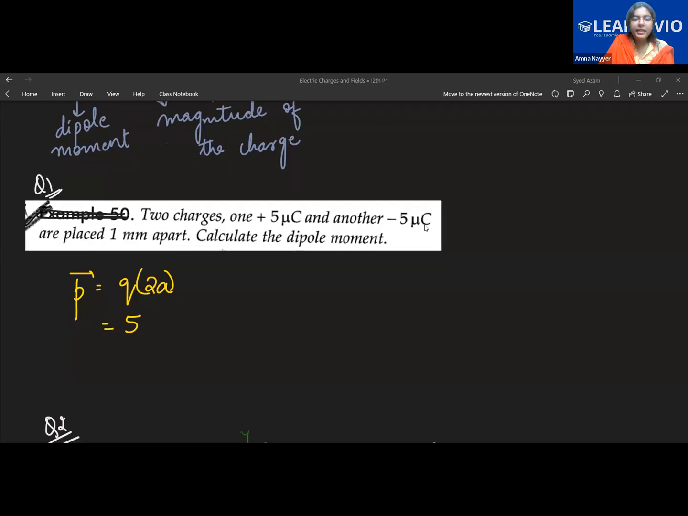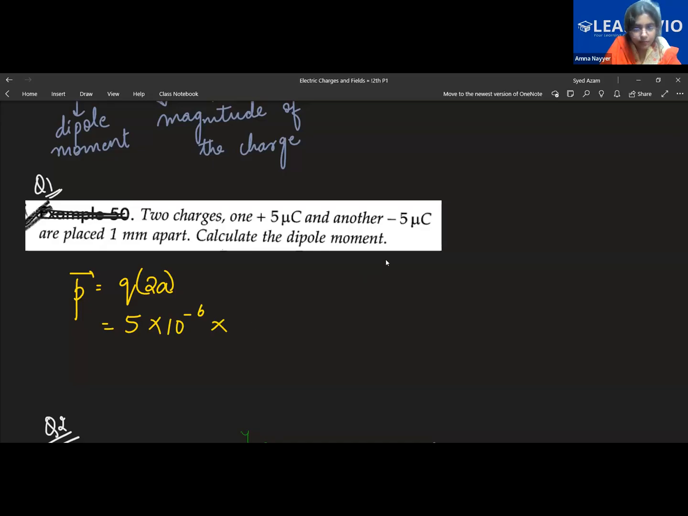This is the final answer, no, Shaima? Yes, ma'am. Okay. Yes, Justine, right. 10 to the power minus 6 into 10 to the power minus 6. Shaima, what should we multiply next? With the distance. Yeah, what is it? 2 into 10 to the power minus 3. Why 2?